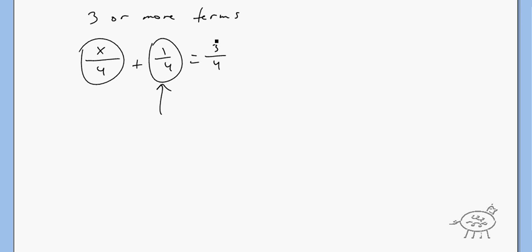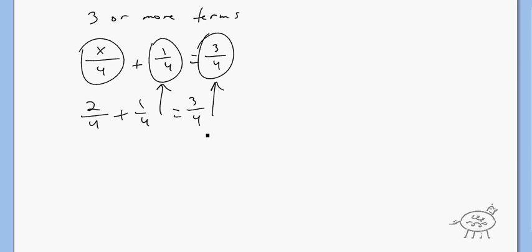Well, before I get started, I want to show you guys something. If I have x over 4 plus 1/4 equals 3/4. Okay, this is just really generic. And if the question is, what do I need to add to 1/4 to give me 3/4? How many fourths do I need to add to 1/4? Do you guys agree I need 2/4? 2/4 plus 1/4 equals 3/4, right?